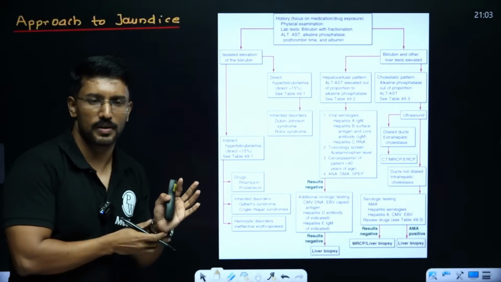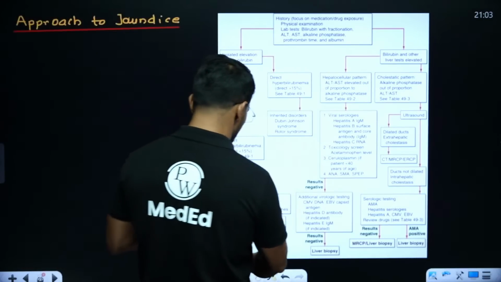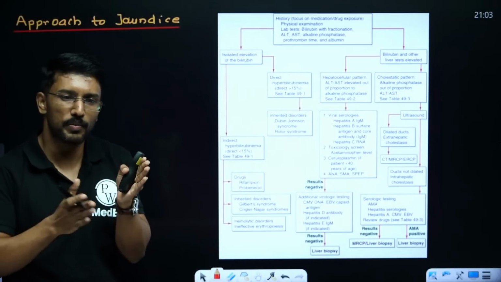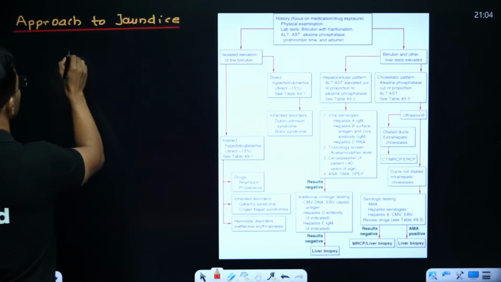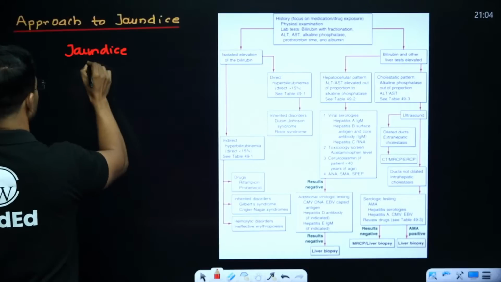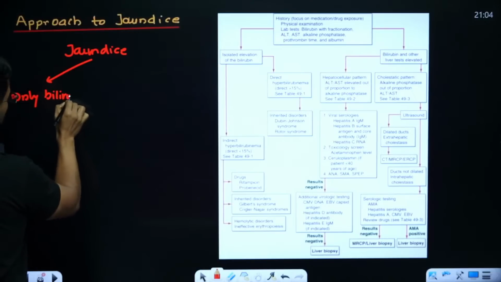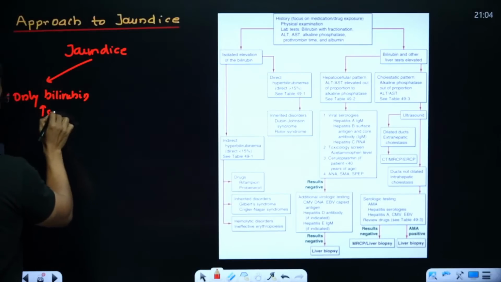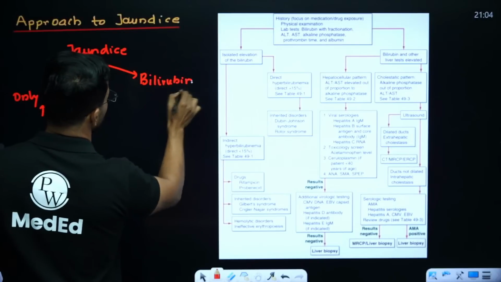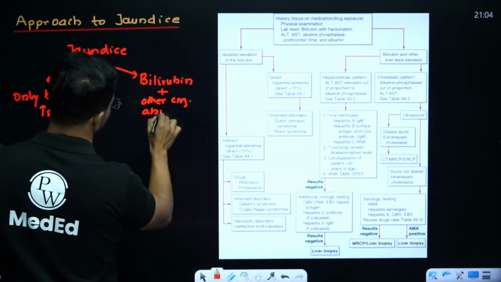And I think I have taken a class on the Telegram as well for the Sankalp group on approach to jaundice. Whenever you are dealing with a case of jaundice, the first thing you should see is whether it is only isolated elevation in the bilirubin, or bilirubin plus other enzymes are abnormal, right? So if you are dealing with jaundice, that is high bilirubin, either only bilirubin is elevated, or bilirubin plus other enzymes are also elevated or abnormal.